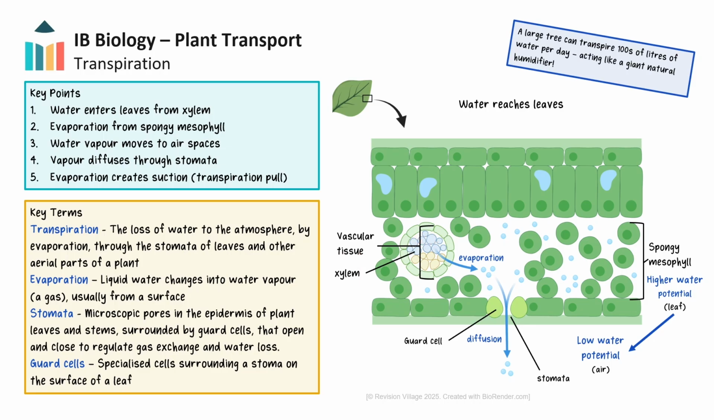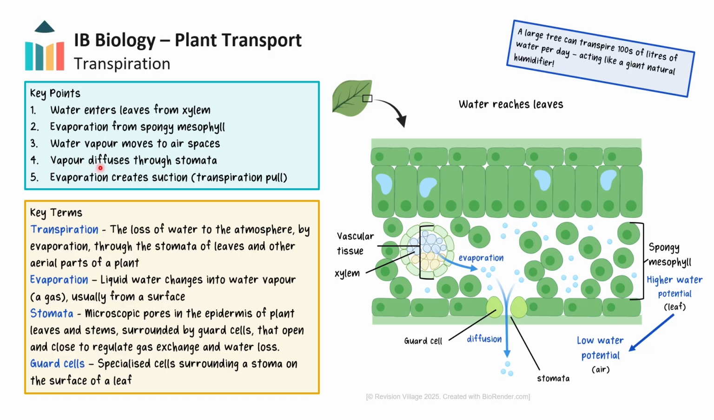From the xylem, water moves into the spongy mesophyll cells, which are loosely packed with large air spaces that facilitate gas exchange. As water reaches these cells, evaporation happens when liquid water from the moist cell walls of the spongy mesophyll cells turns into water vapor. These cells are located inside the leaf and are loosely packed with air spaces around them.